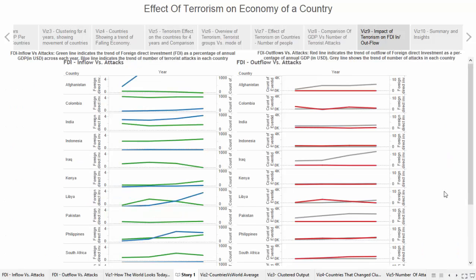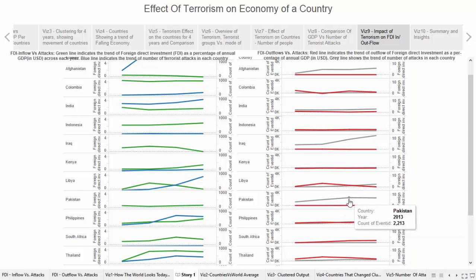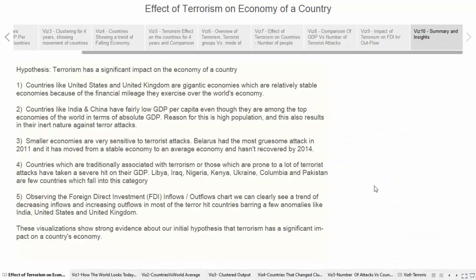Our next two parameters are FDI inflow and FDI outflow. In the first graph, the green line shows the FDI inflow, whereas the blue line shows the number of attacks happening in a country. From this graph, we can see that as the FDI inflow decreases, the number of attacks increases. Similarly, for the second graph, the red line shows the FDI outflow, whereas the gray line shows the number of attacks. Again, from this graph we can see that as the number of terrorist attacks increases, the FDI outflow goes on to decrease.